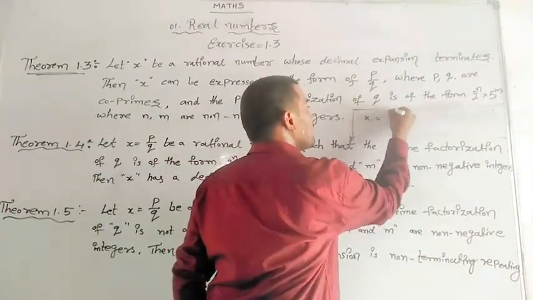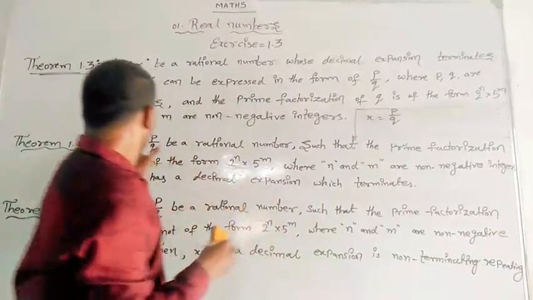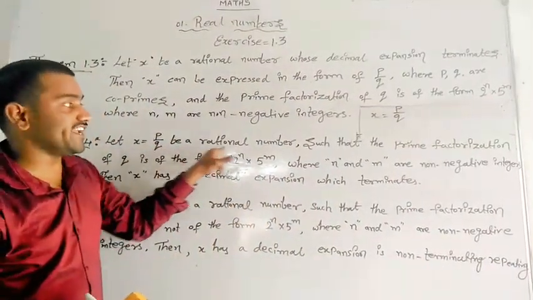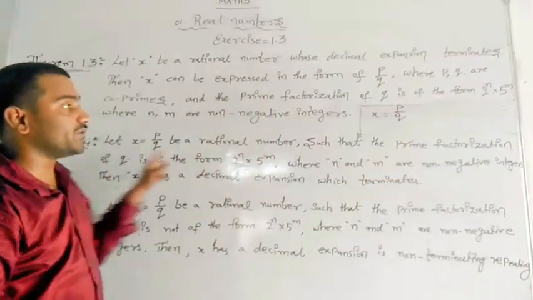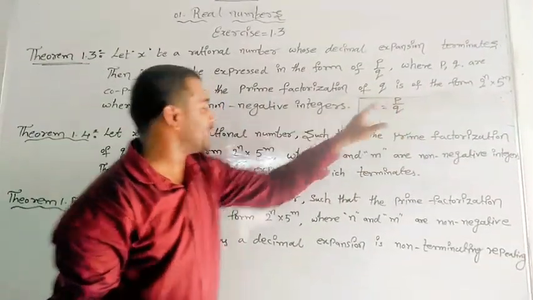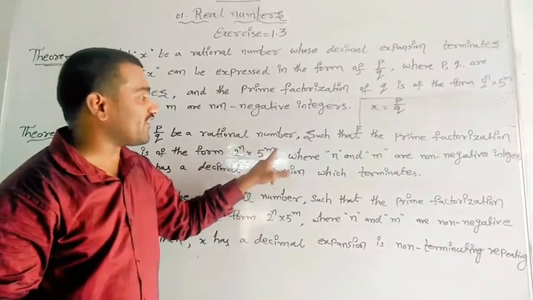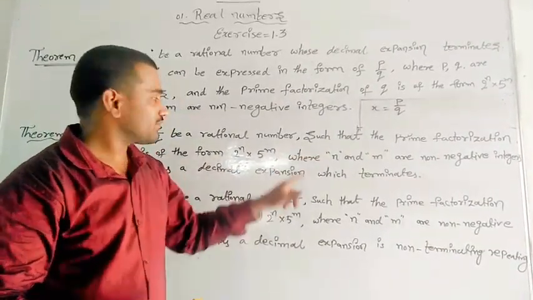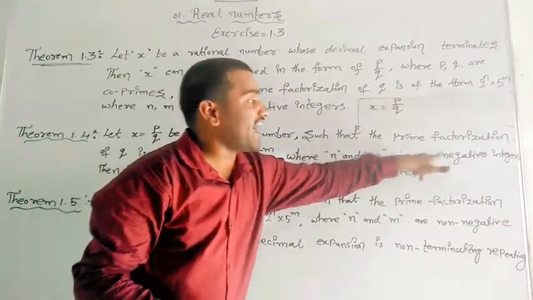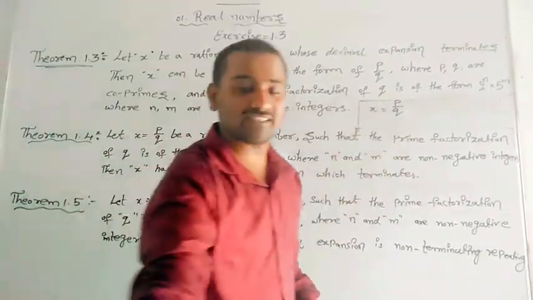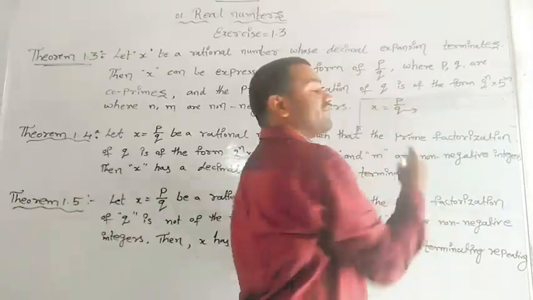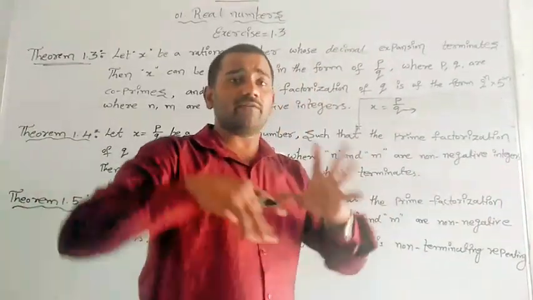Here we take x equal to p by q, a rational number such that the prime factorization of q is in the form of 2 to the power of n into 5 to the power of m, where n and m are non-negative integers. Then x has a decimal expansion that terminates. That means if we do the prime factorization of this q, for any fraction.